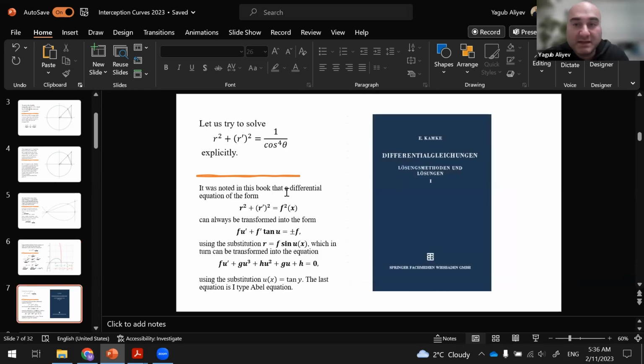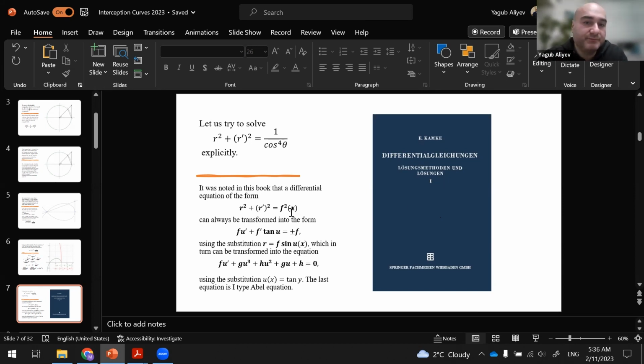Maybe there is an exact solution for this. Actually, yes, it is possible to find something like an exact solution by using the methods proposed in this encyclopedic book by Kamke. I don't know if there is an English translation, probably yes. This is an encyclopedic book in German. It appeared in 2 volumes.